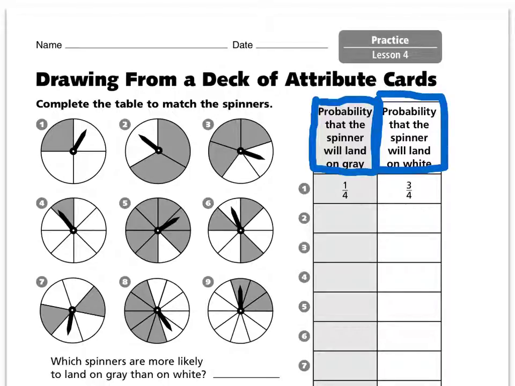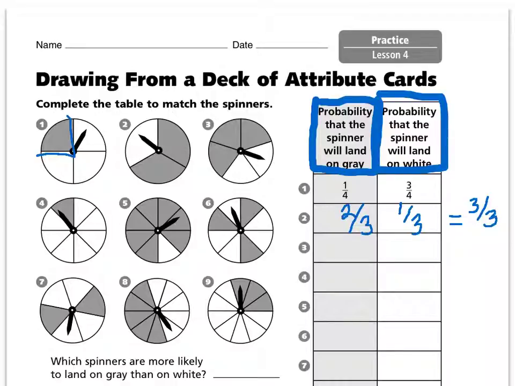I'm going to be using fractions for this to set it up, that way you can easily tell what is what. So for number 1, they have the gray marked as 1/4, which is 1 piece out of 4, and the white marked as 3 pieces out of 4. For number 2, I know that there's going to be 2 gray out of 3, and there's 1 white out of 3. You can see if I added these up, it would be 3/3, which would equal 1 whole spinner.